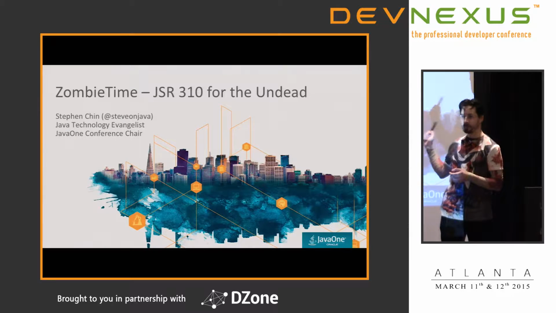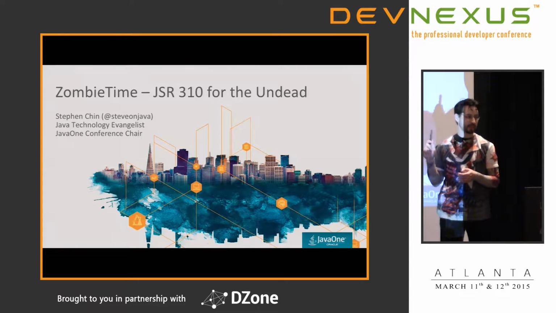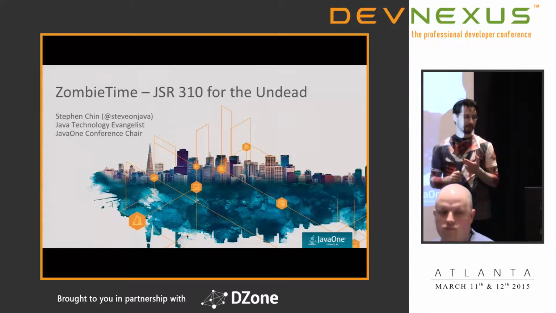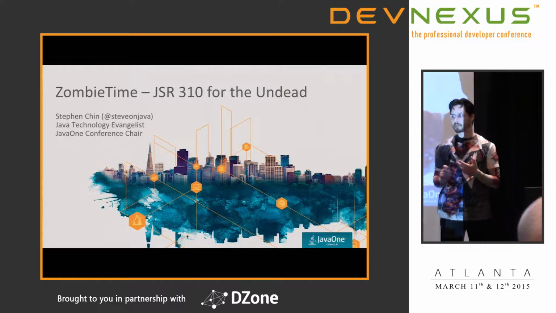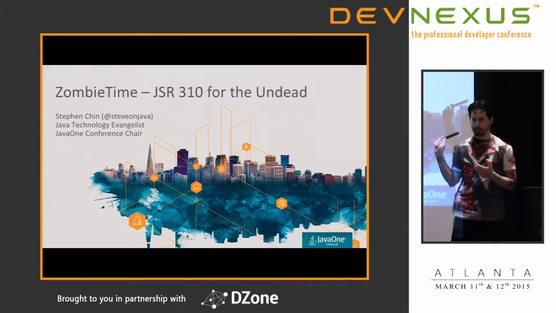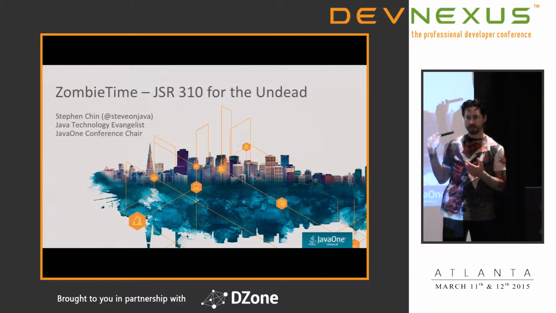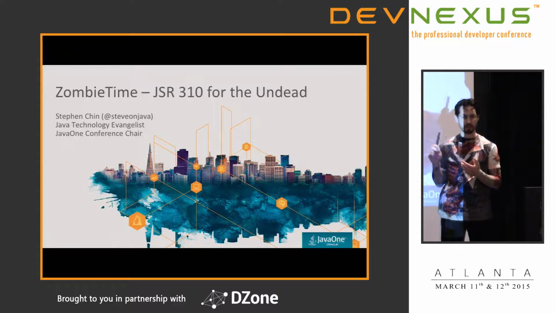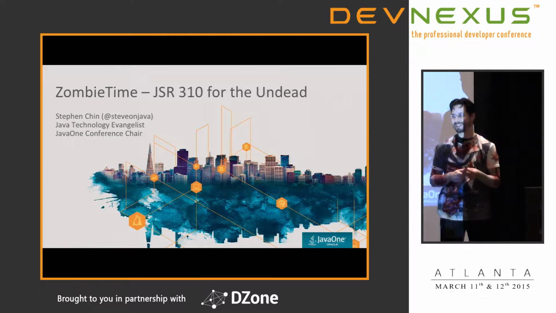So I'm going to do the ZombieTime talk first, and this is JSR 310, date and time APIs with some good code examples. This will probably take about 40 to 45 minutes. And then as a double header, I'm also going to do my Confessions of an Agile Methodologist talk. I did this at Java 1, and it was the one I got the Rockstar Award for. So apparently people liked it. Does that sound good to you guys? Yeah. All right.